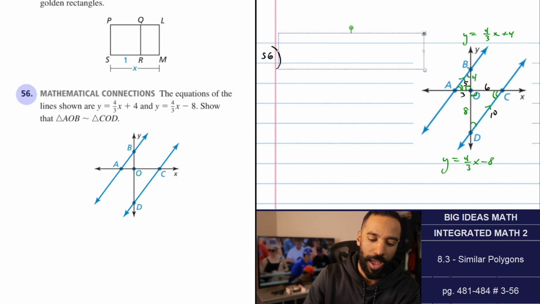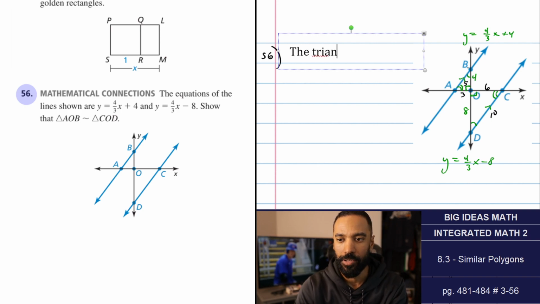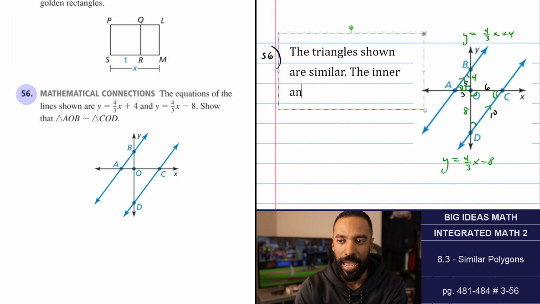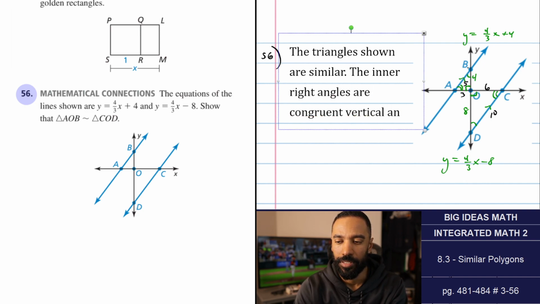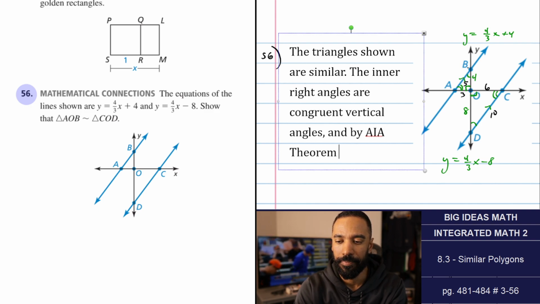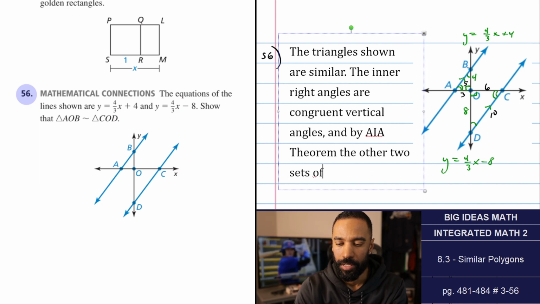So here we go. I'm going to show every single part. The triangles shown are similar. The inner right angles are congruent vertical angles. And by the alternate interior angle theorem, the other two sets of angles are also congruent because the lines are parallel.